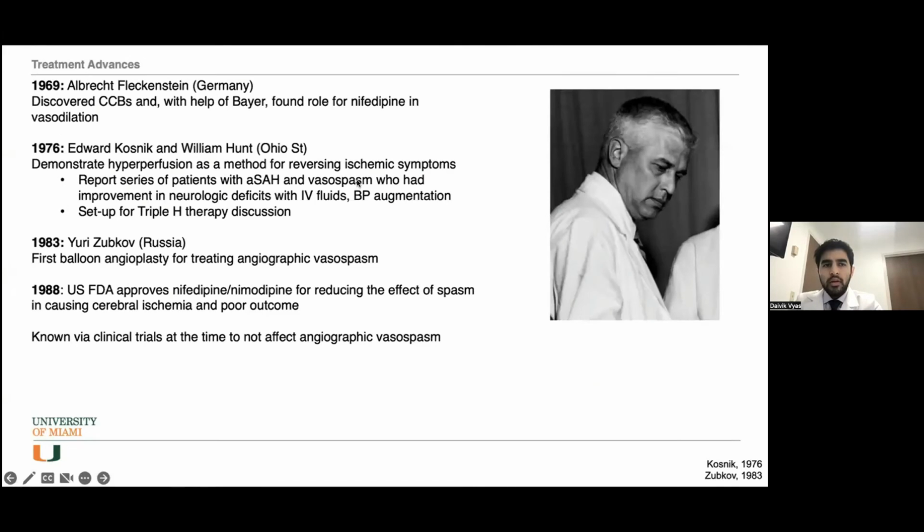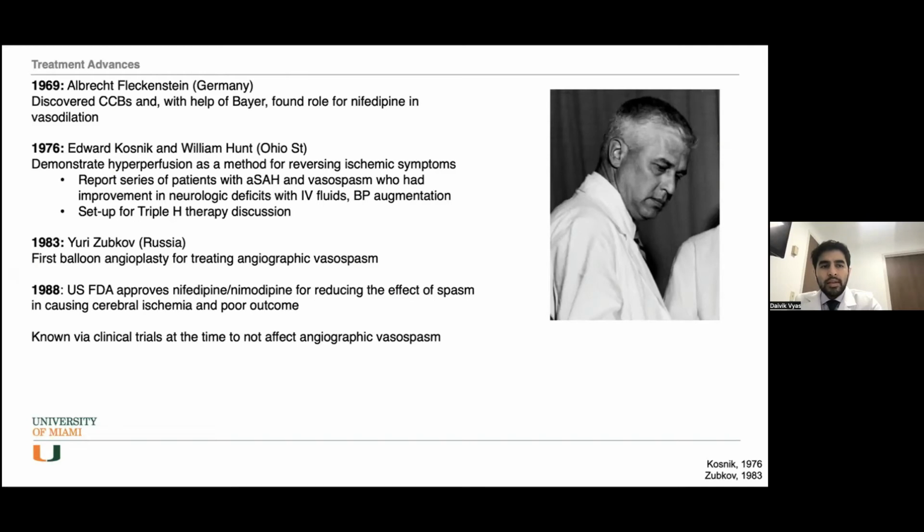Now, concomitantly, we have treatment advances going on after 1970 as well. So in Germany at the time, Bayer Pharmaceuticals and a pharmacologist named Albert Fleckenstein discovered the idea of calcium channel blockers and began knowing that these medications are able to have vasodilation. That sets up a lot of the research that went into creating what would now be nimodipine, which was approved in 1988, which I'll get to in just a second.